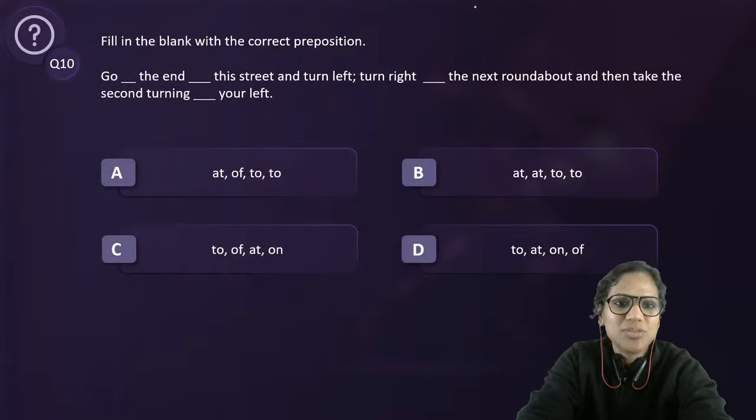Yes, bonus question, prepositions. Let's see what you say. The 10th question.